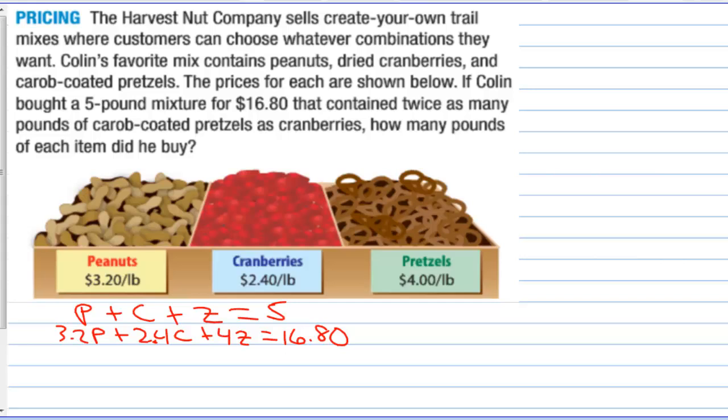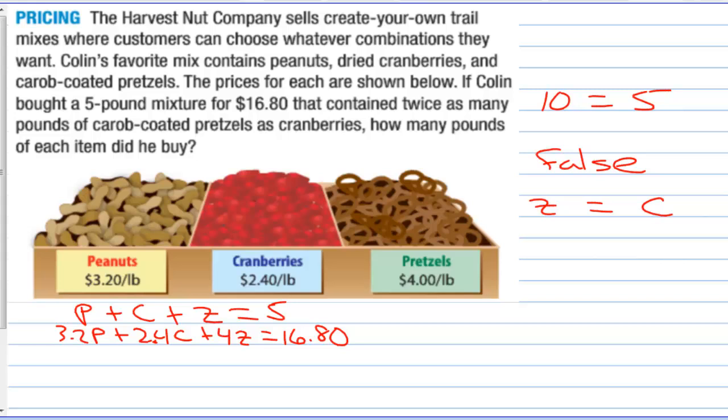So here's what I do. So twice as many of the pretzels. I set Z equal to the cranberries, which is C. Now that's a false statement. That is not true. So I always start with a false statement. Say Z equals C. Now that's like saying 10 equals 5 because there's twice as many pretzels. That is a false statement. And I do that on purpose.